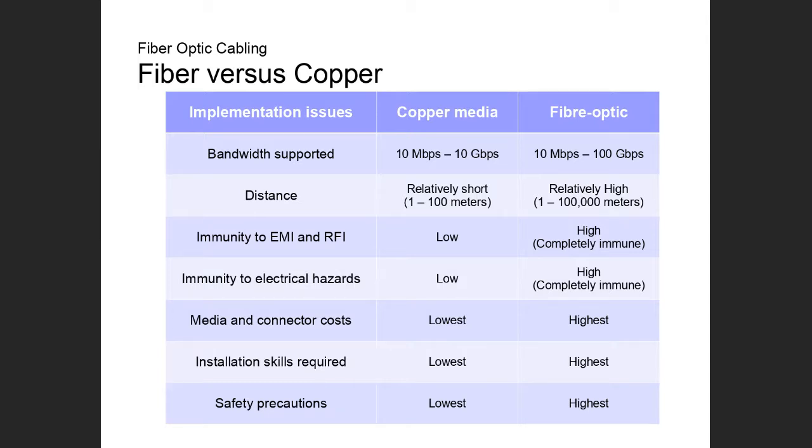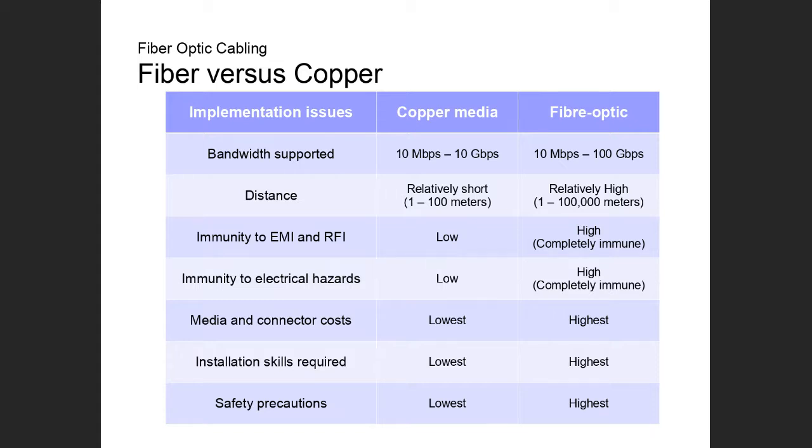Copper media is relatively immune to electromagnetic interference and radio frequency interference, but it's not completely immune. Fiber optic cable is completely immune because it doesn't use radio frequency. It doesn't use electricity. It uses pulses of light. So if there's a lightning strike or high electrical noise in an environment, it's completely immune to that. It doesn't pay any attention to this. For the same reason, there's no electrical hazard with fiber optic cable because it doesn't use electricity. Whereas if you have an electrical cable between two buildings, there could be a shock hazard if there's some sort of ground fault.